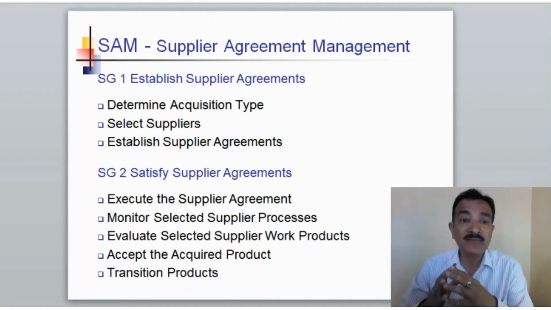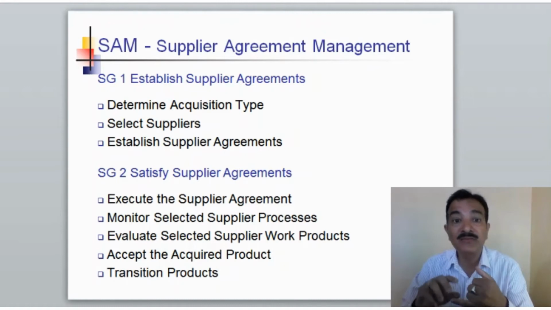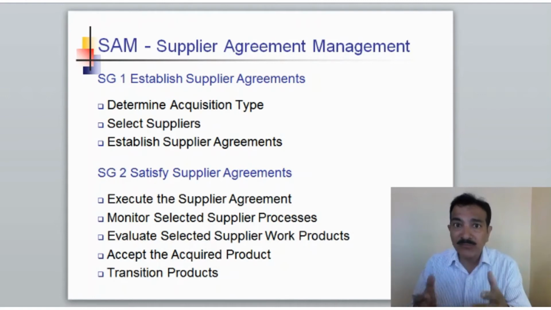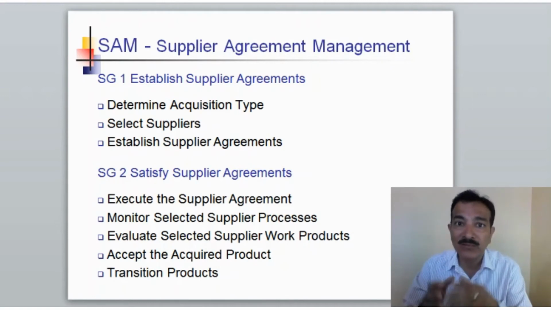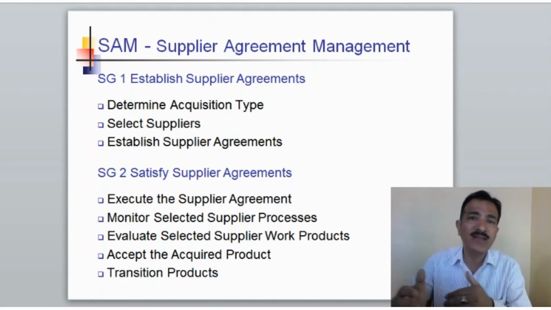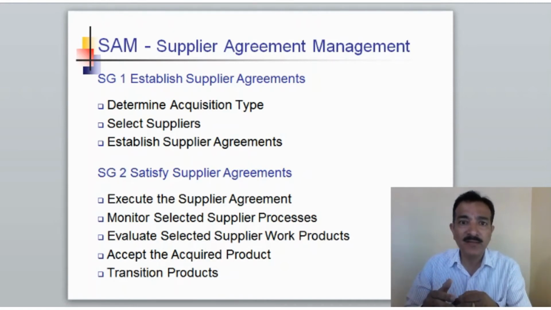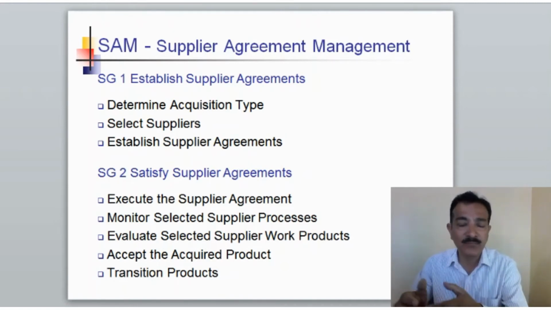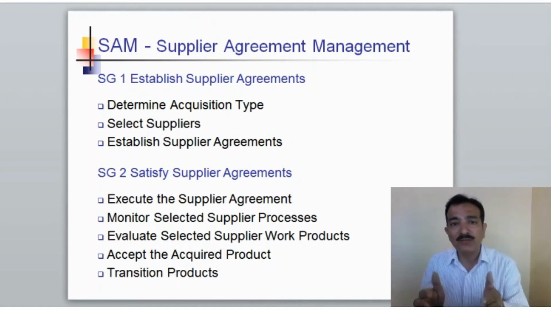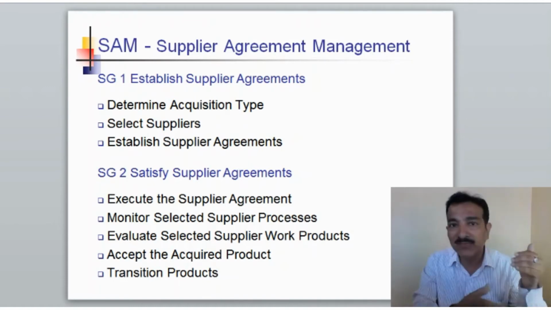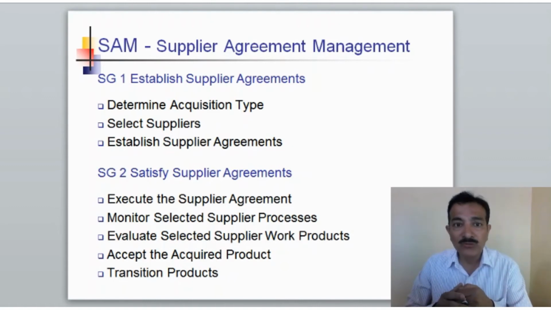As a specific goal 1, you have a practice like determine acquisition type. Determine acquisition type means what is the type of acquisition you would want to have, like whether you want to buy a COTS product, commercial off the shelf product, or you want to give a contract to someone and get the product done, or you want the product to be developed by some other in-house team. So what is the type of acquisition you want, that you would determine.